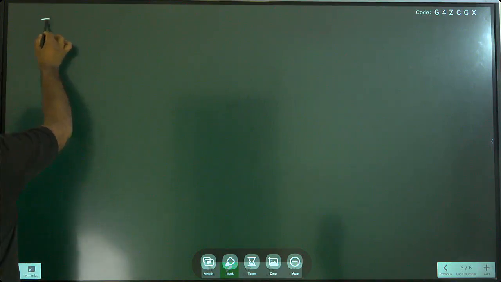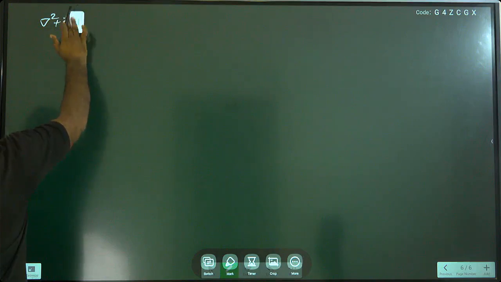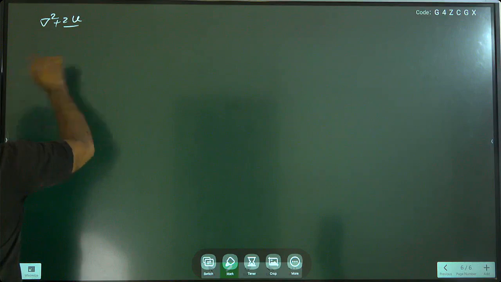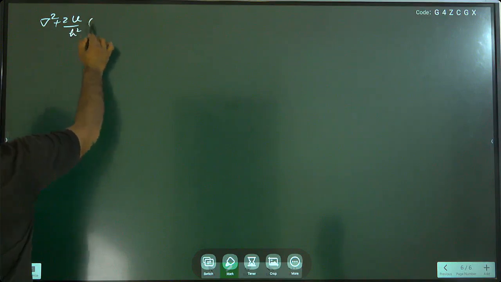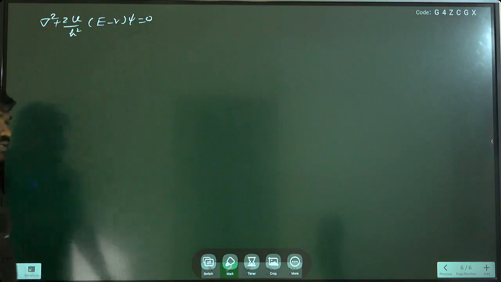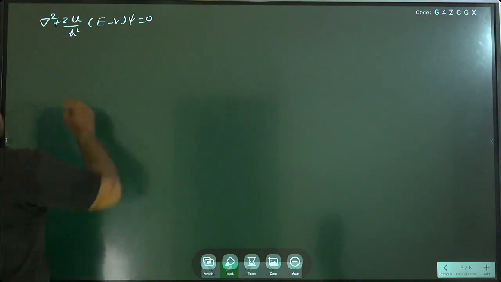देखिए, what is the del square? Del square plus 2m. Don't write down now. Here is m. Here we can write the reduced mass u. Okay, upon h cross square e minus v bracket complete psi is equal to 0. u क्यों लिखा है समझ में आ रहा है आपको? Because u is nothing but reduced mass.